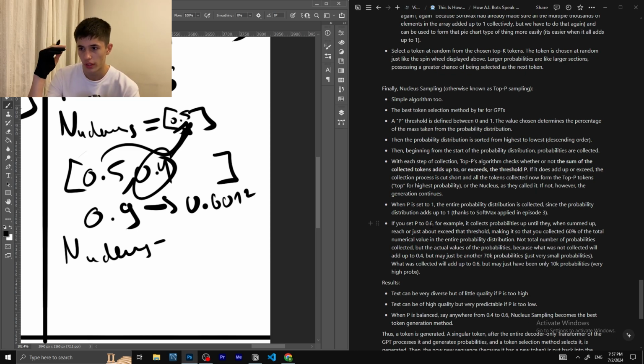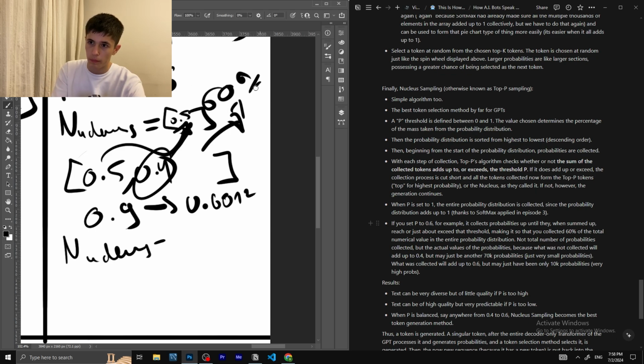It collects probabilities up until they, when summed up, reach or exceed the threshold, making it so that you collected 60% of the total numerical value in the entire probability distribution. A realistic probability distribution, if you exceed, will be a very tiny bit above P, but not entirely above P. So we can conclude mathematically that if you define 0.6, then 60% of all the values in there are going to be collected. Not the number of values, but in terms of sum. So this sum would be 1, and you're getting 60% of that by collecting all these values.